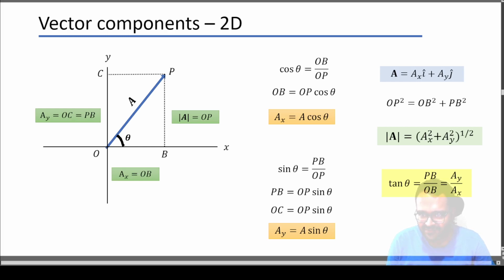The definition of cos theta: the OB becomes your AX, that becomes your AY. The definition of AX is the projection of the vector on the OX axis. So don't worry about it.